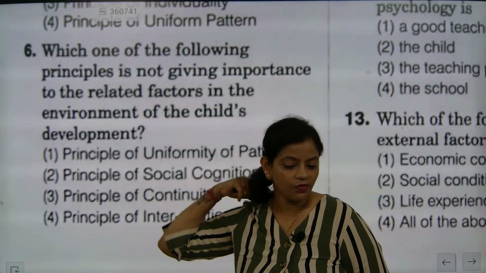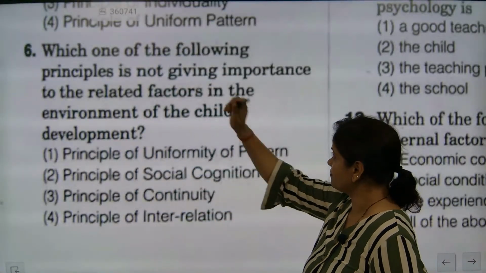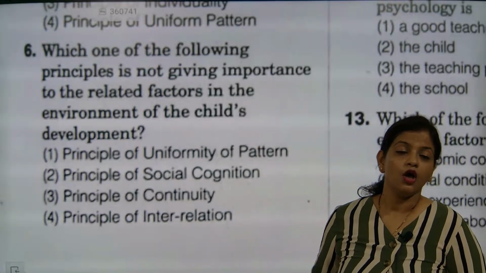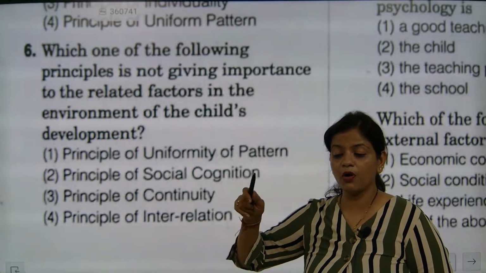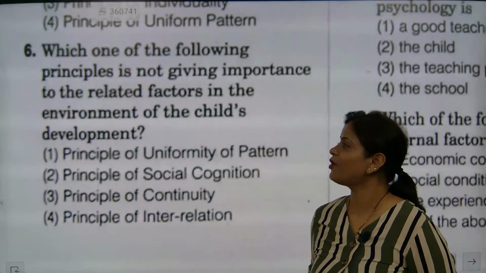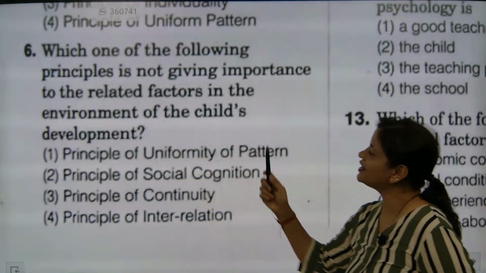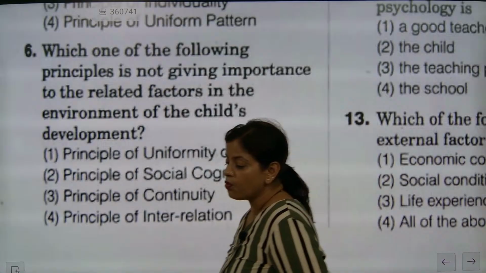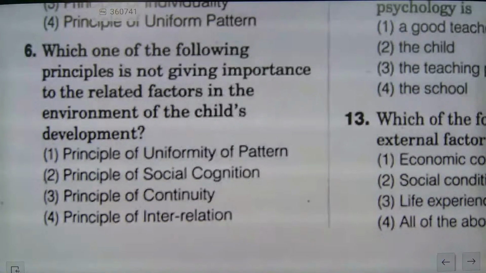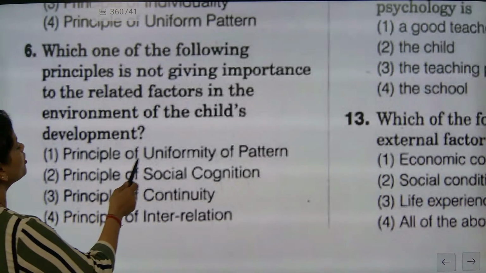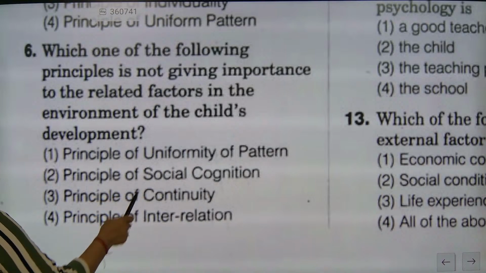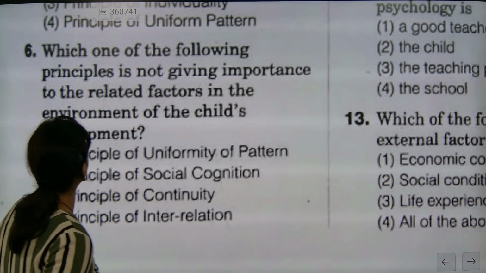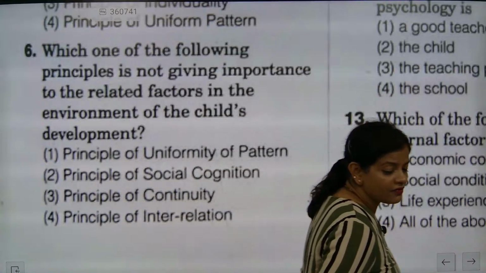Again, check one time. What is exactly in the question is, which of the following principles is not giving importance, not giving importance, to the related factors in the environment to the child's development? So, principle of uniformity of pattern, principle of social cognition, principle of continuity, principle of interrelation. So it is about the one not giving importance.